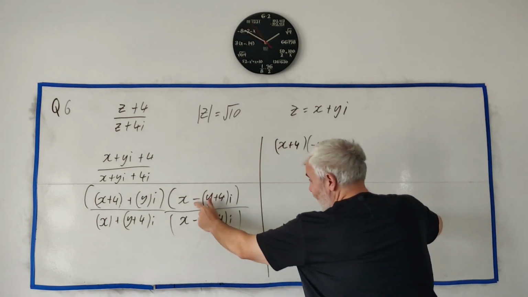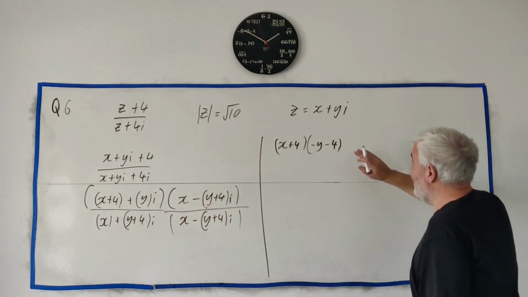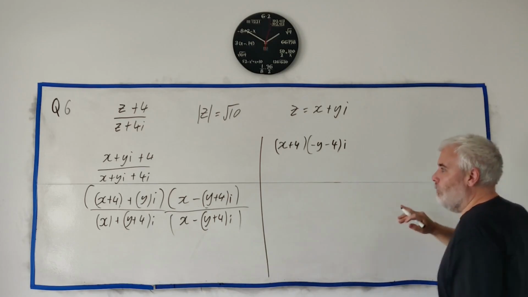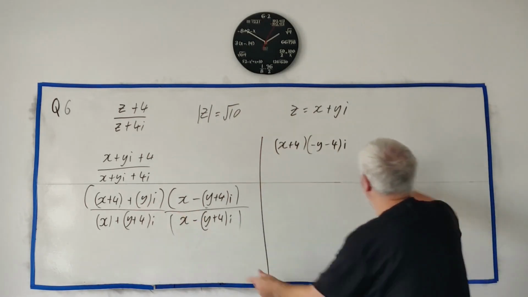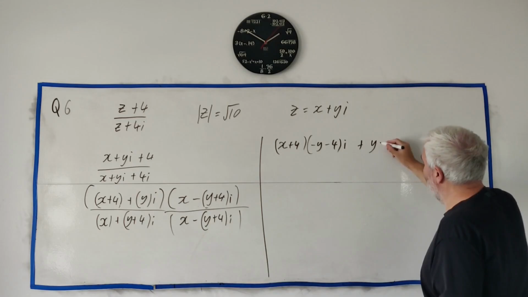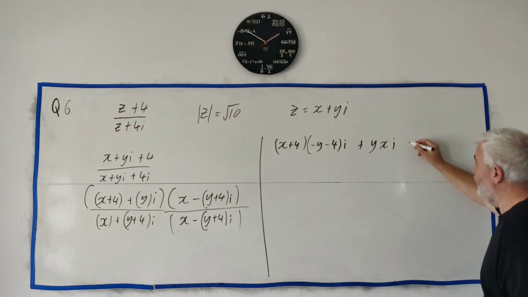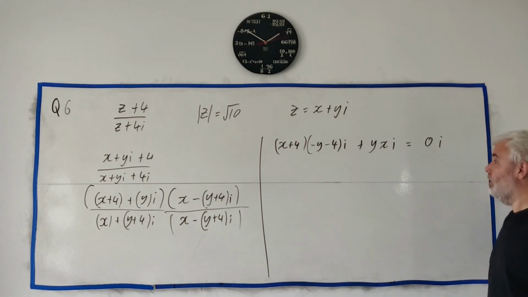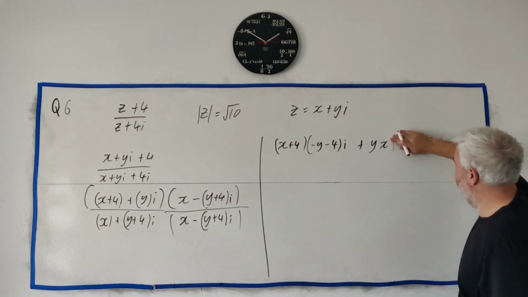Multiply this minus. Can't forget this minus here. This will have an i in it. Sure, I'll cancel that in a moment. Then I'm interested in this one by this one. That's y multiplied by x. And that will have an i in it. But I know this has to equal 0 i's. So we just cancel all the i's there.